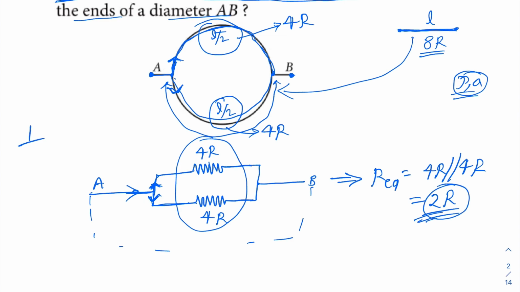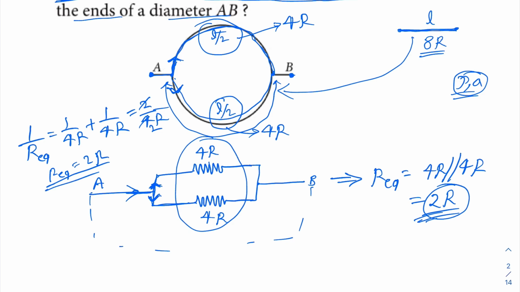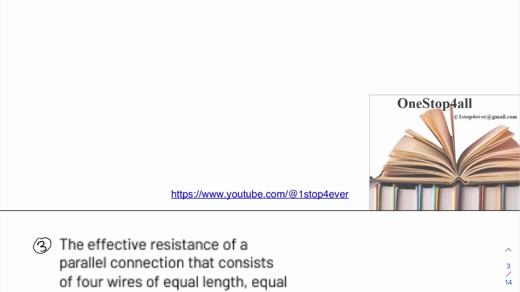Otherwise we can also find it like this: 1 by R equivalent equals 1 by 4R plus 1 by 4R. Now from this one we will solve. So it will be 2 by 4R. Now 2 will cancel out, so R equivalent equals 2R. Okay, now we will move to the third question.